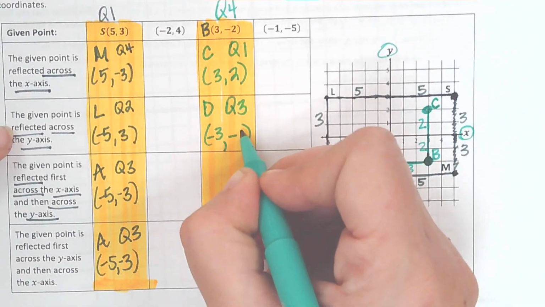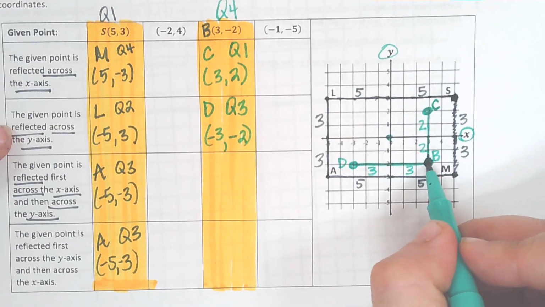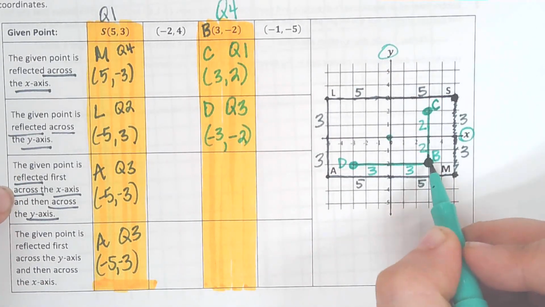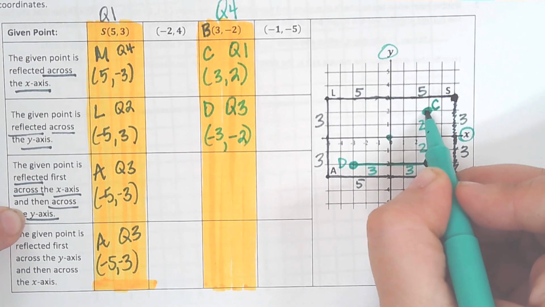And then negative 2. All right. Everybody start back at B. You got your pencil point on B? In this column, what do they ask you to reflect across first? Well, what happens when we reflect across the X? What label are we at? C. And then now it wants us to reflect across the Y.